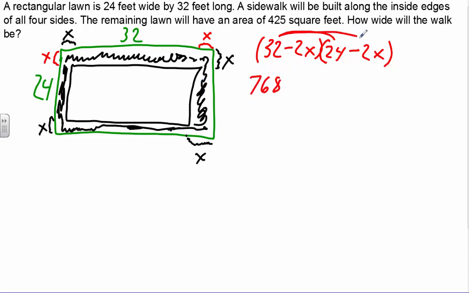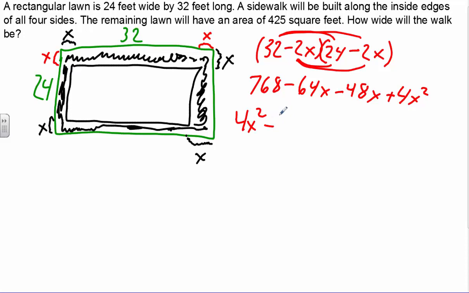Then it's going to be 32 times a negative 2x, which is negative 64x. Negative 2x times 24 is a negative 48x. And then a negative 2x times a negative 2x gives us a positive 4x squared. Okay, what I'm going to do is write this over here, simplified, and put it in descending order. So you get 4x squared minus 112x plus 768.